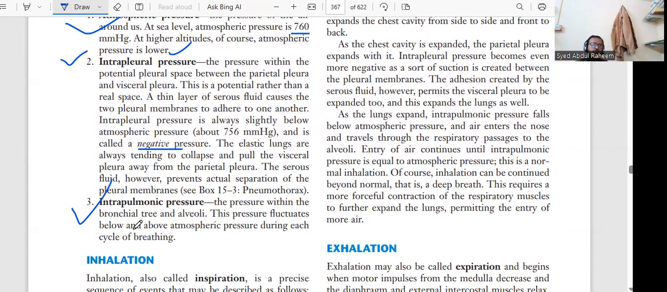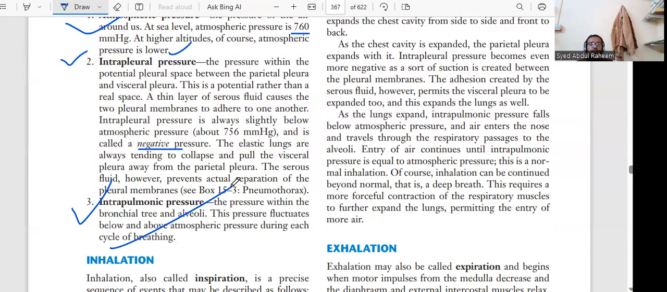Intrapulmonary pressure is the pressure within the bronchial tree and the alveoli. This pressure fluctuates below and above atmospheric pressure during each cycle of breathing. So basically, within the lungs the pressure may be decreased, or it may be increased. It will depend upon our breathing.